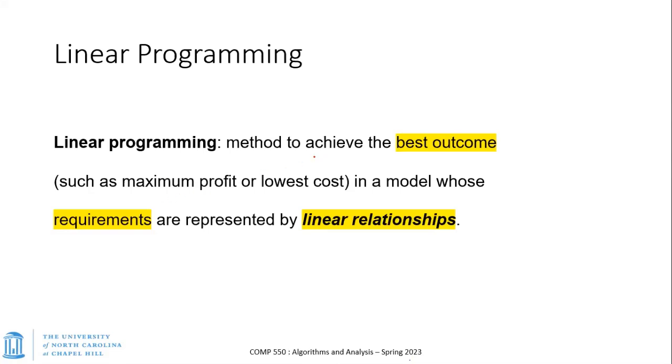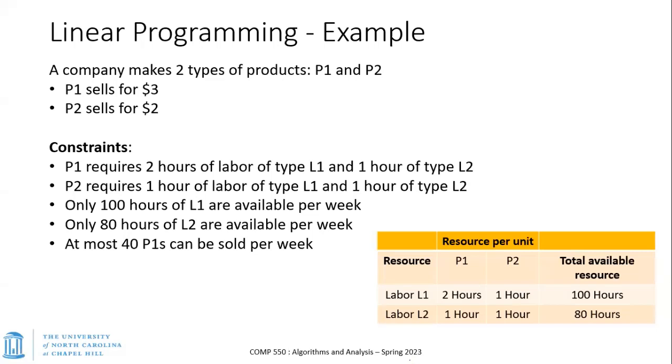So a linear programming problem basically is a method to get the best outcome, such as, for example, maximizing your profit or lowering the cost in a model whose requirements or constraints are represented by linear relationships. And that's why it's called linear programming. It's best to understand this if you look at a particular example. Generally, these are word problems. So you're given a whole bunch of descriptions, and then you have to convert this into a linear programming problem.